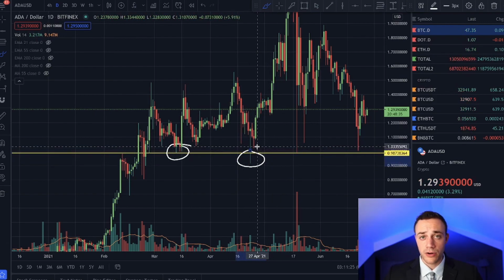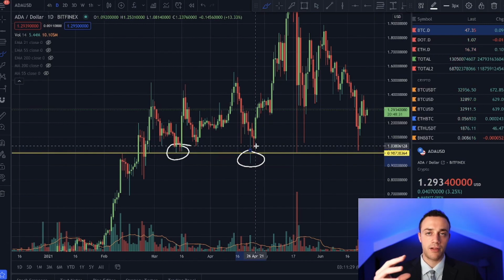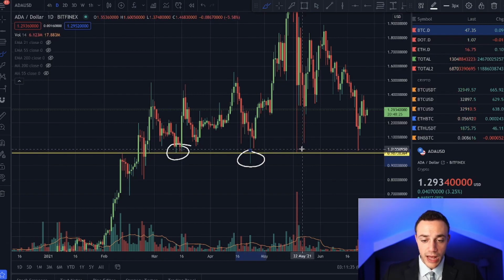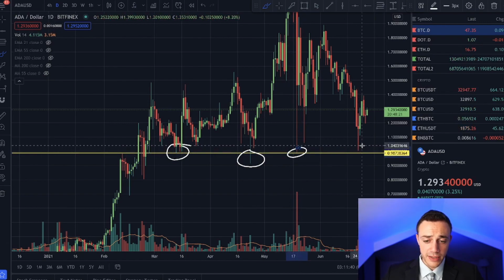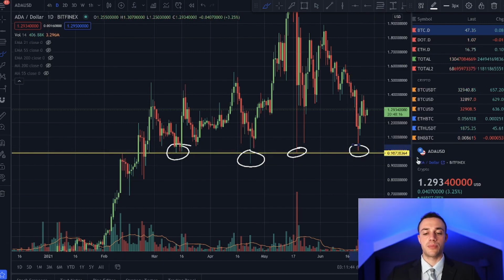It's at $1, another psychological round number. In the charts, right, these psychological round numbers do tend to represent stronger areas of support and resistance. And then again, we have another wick down into the area over here. And then just a few days ago, we had another wick down to about that $1 price level, this level of support on the chart.